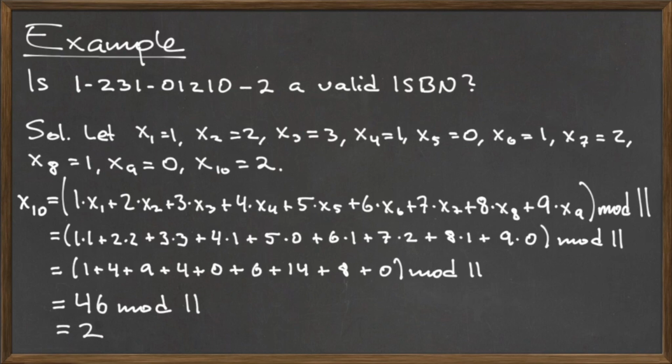The value for x10 that we were given in the ISBN is 2, and we've just shown that this is the value that x10 should have. So, this ISBN is valid.